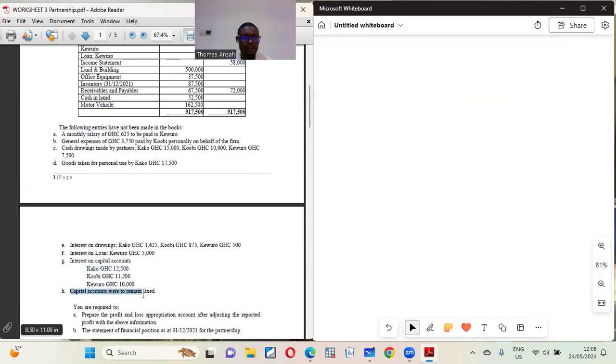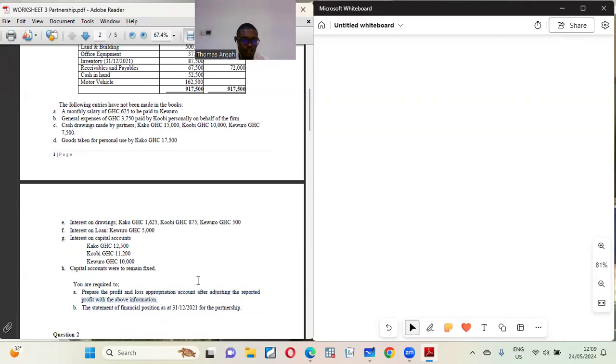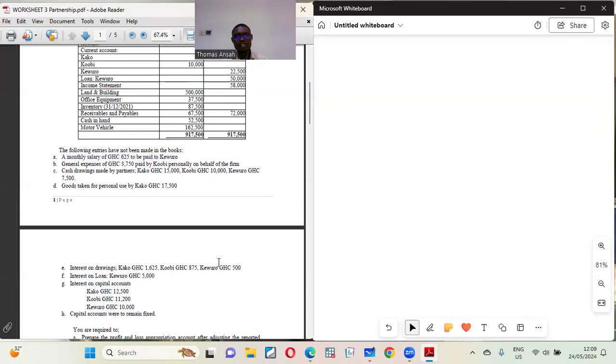Then it says that capital account will be maintained as fixed. So if it is fixed, don't forget, then it means that we need to prepare a separate what? Current account. So you've been asked to prepare a profit and loss appropriation after adjusting for the profit with the information above. Then lastly, we are asked to prepare the partnership balance sheet. All right. You see, in the question, we were never asked to prepare current account, but current account is a working that you must always do. You must always do it.